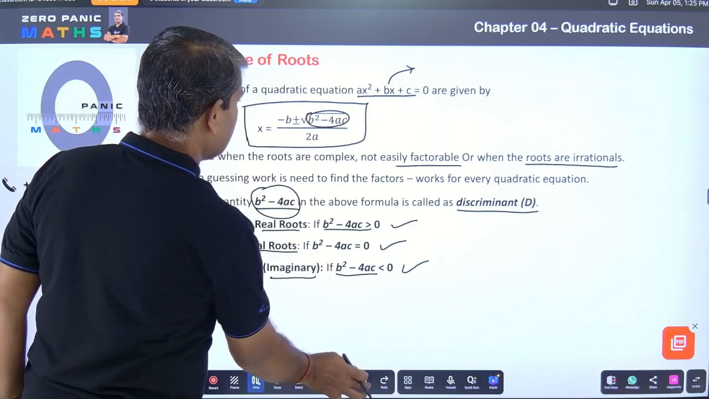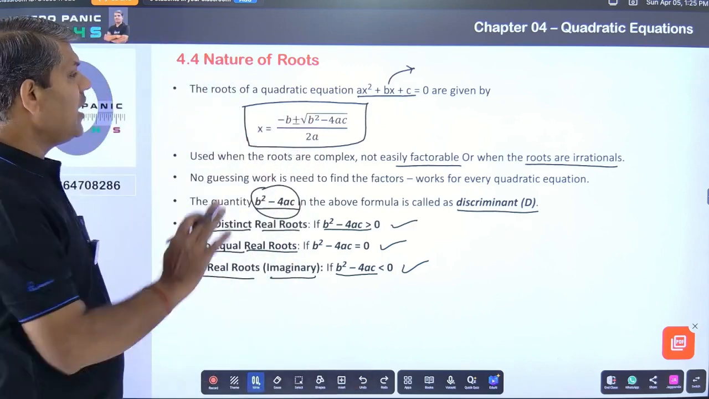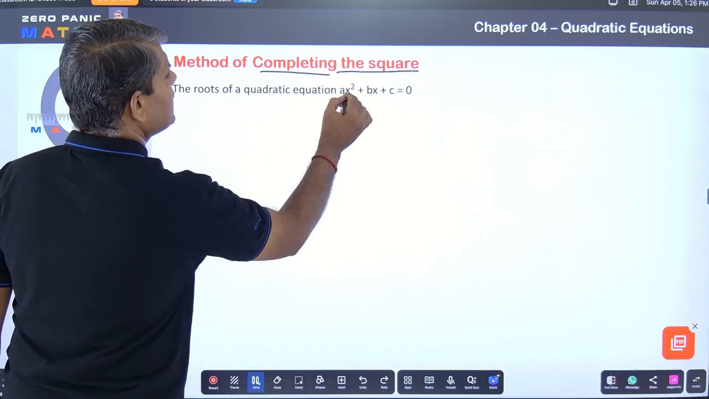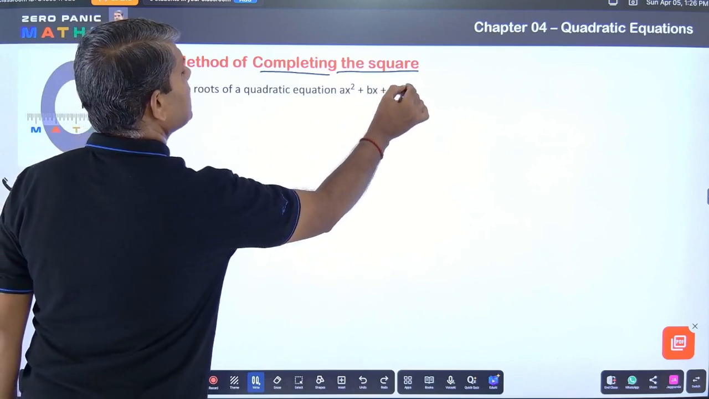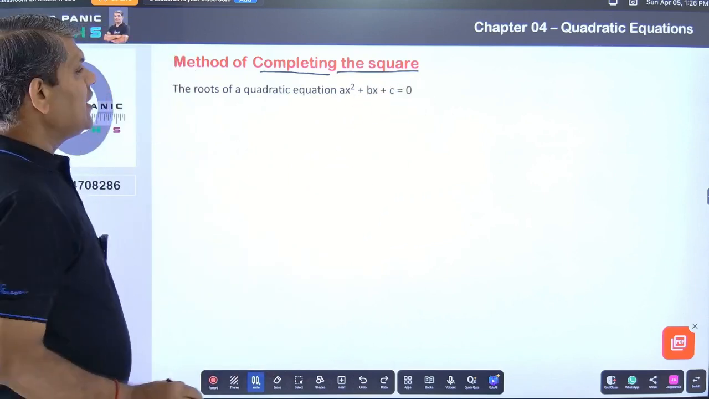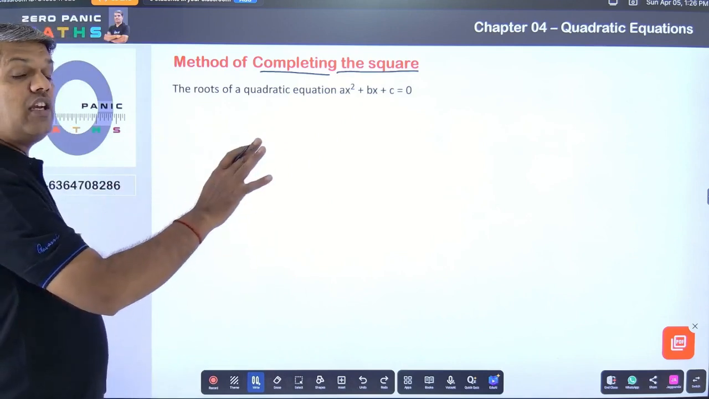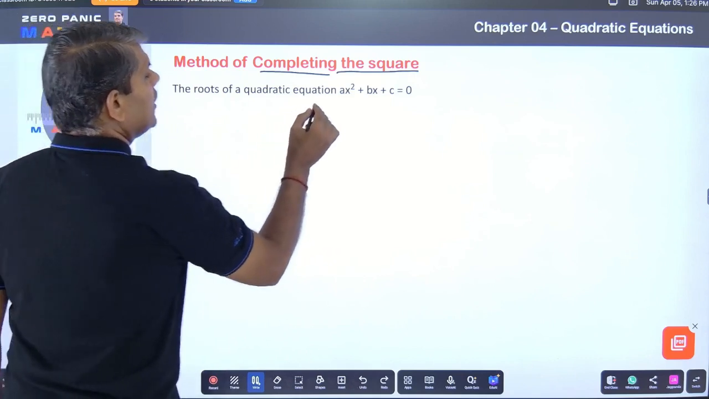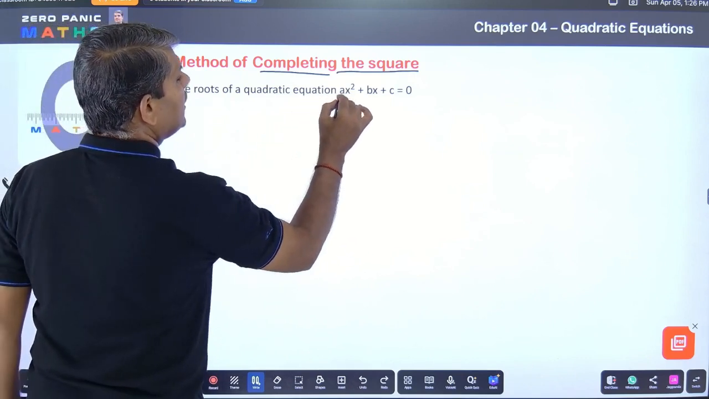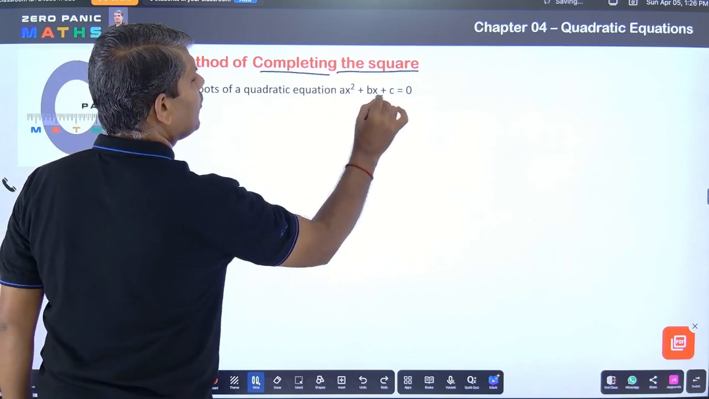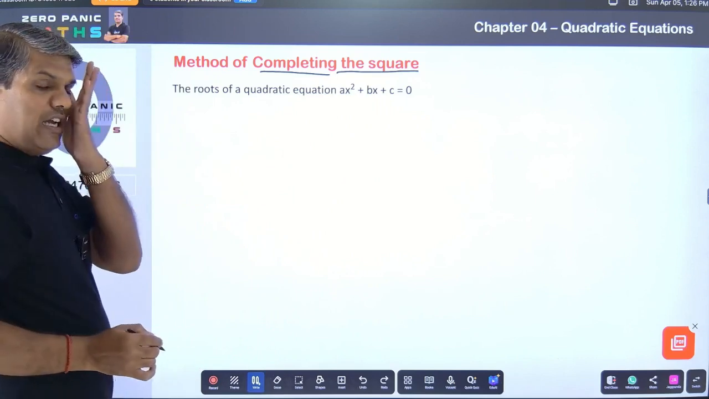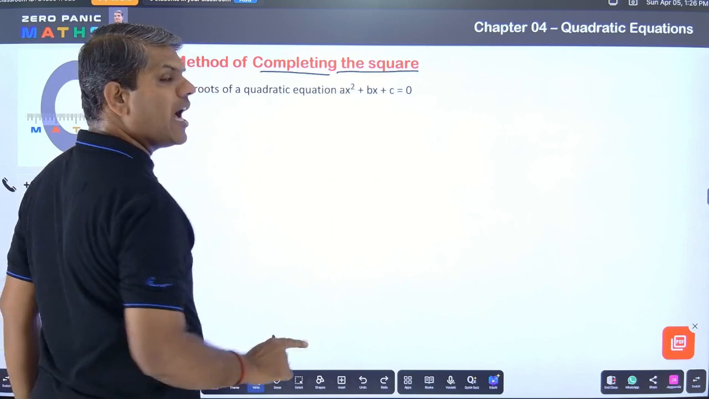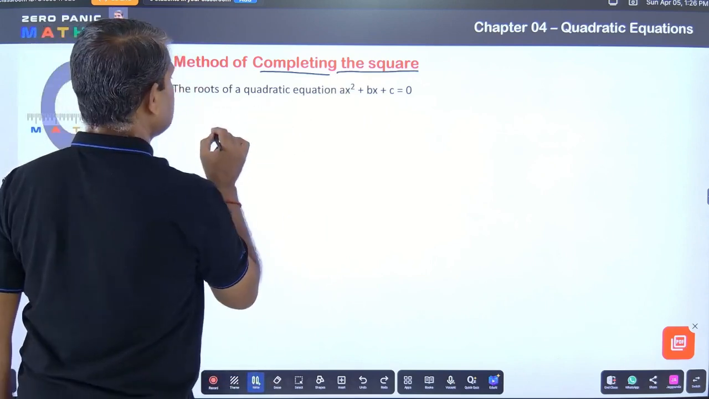Let us derive that. Let us consider ax square plus bx plus c equal to 0 and start deriving, where we will find one formula for x. First of all, the first step is to divide the given equation by a, so that I will have the coefficient of x square as 1.